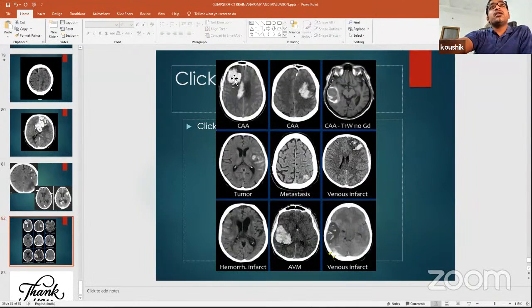And here, this is a lobar hemorrhage. This is also a lobar hemorrhage. And these are the metastases. Metastasis are usually multiple, usually at the gray-white matter junction. Metastasis also will have hemorrhagic and non-hemorrhagic types. Like hypervascular metastasis, we have hemorrhagic metastasis like melanomas, thyroid, renal cell.